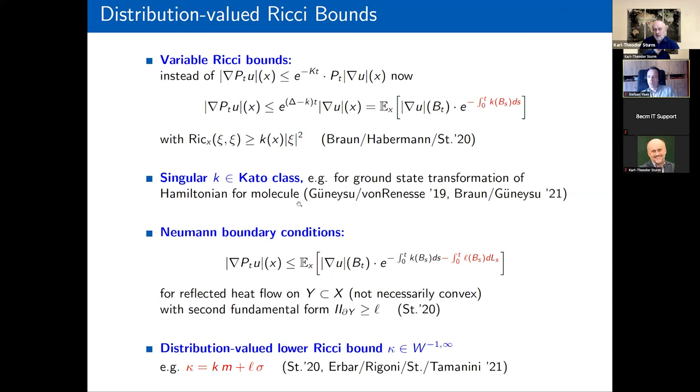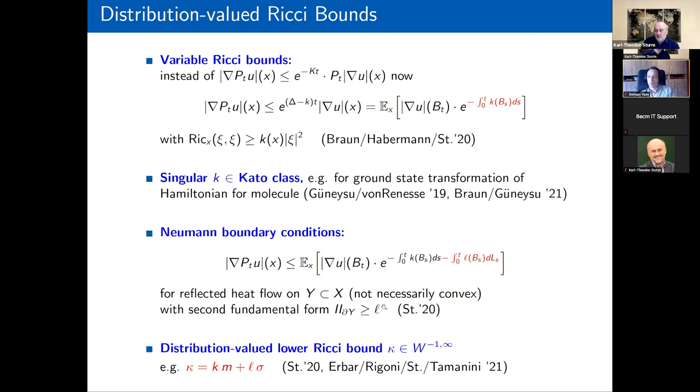And there's a beautiful application of this concept by Güneysu and Farkas towards so-called molecular metric measure spaces, which are ground state transformations of Hamiltonians, and where this K is indeed then a Kato class singular potential. Another extension comes if one wants to study heat flow with boundary conditions. If a domain is convex, everything is nice because this effect can be ignored. But if we study Neumann boundary condition with non-convex boundary, we have to add here a singular contribution coming from a lower bound for the second fundamental form in the smooth case. And in the non-smooth case, indeed, there is also a synthetic definition of a lower bound for the second fundamental form, and this formula still holds true.